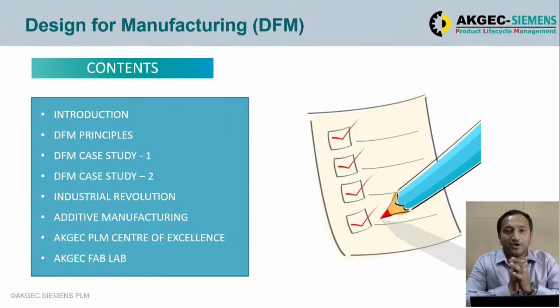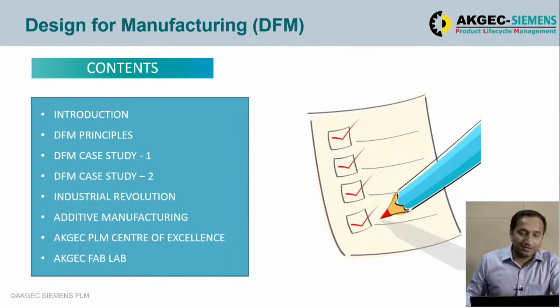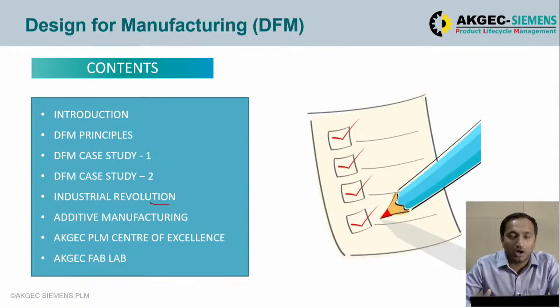One case study is of the Apple iPhone, comparing it with the Samsung Galaxy S series, and the next case study will be printers, one of Epson and another of IBM. Then we'll study the industrial revolution, in which we will discuss how design for manufacturing is linked with the industrial revolution. Then we will study the key technique of Industrial Revolution 4.0, which is additive manufacturing. Then we'll study the centers of excellence of AKGC, that is the PLM Center of Excellence and Fab Lab. So let us now start with the introduction section.